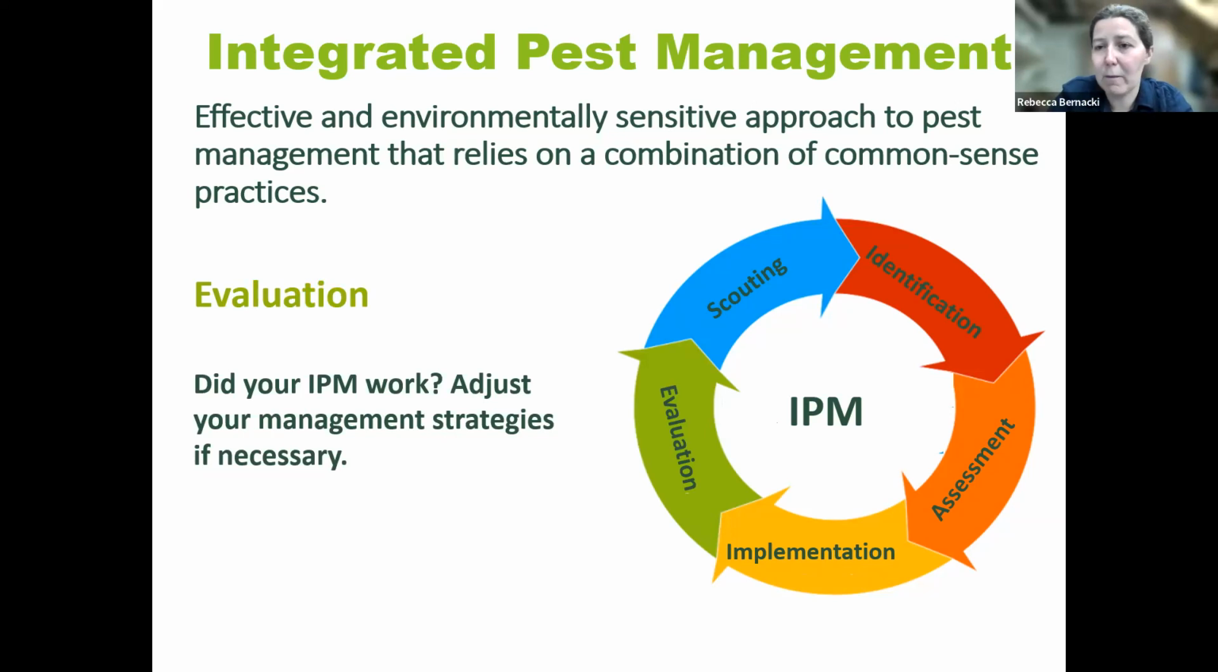Finally, evaluate. Remember, I said this is a cycle. So we're going to go back the next year or a few months later and see if it worked. Maybe we had a really big site of purple loosestrife and we decided our best management option was to use an herbicide. And we come back the next year and there's only a few plants left. Maybe then we switch to a mechanical treatment and just dig out those few plants. Or maybe the counter happened. We tried a mechanical treatment option, we come back the next year and it doesn't look like anything's worked. So maybe this year we want to try an herbicide option.